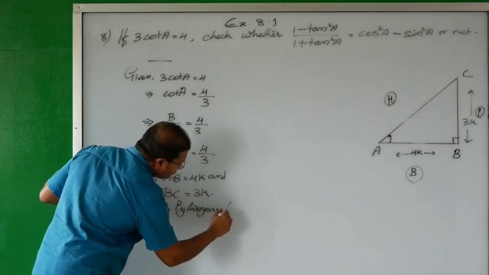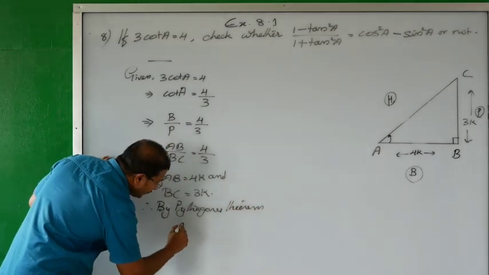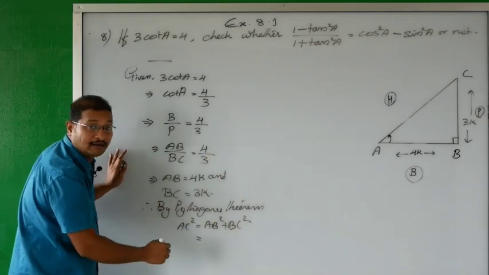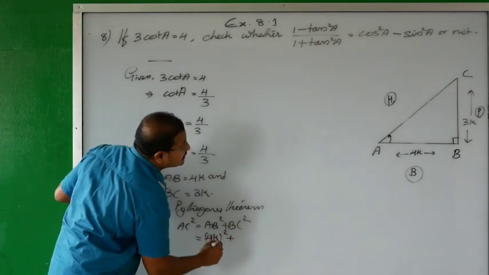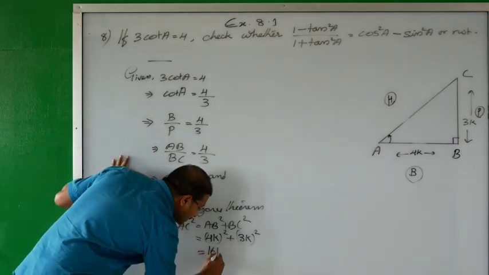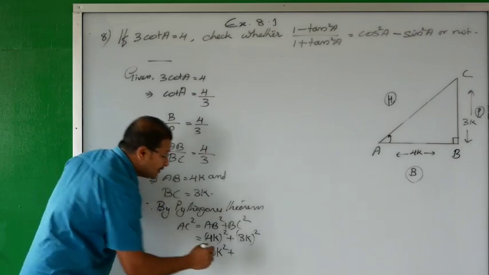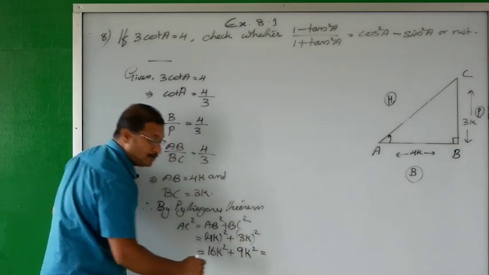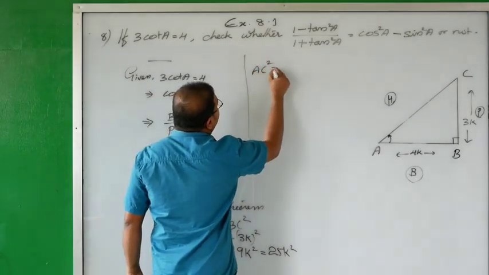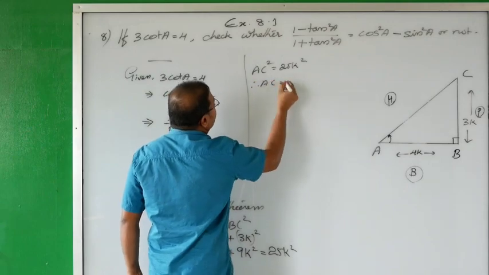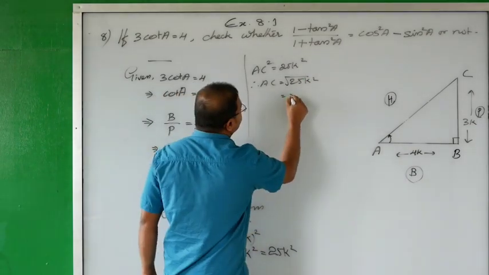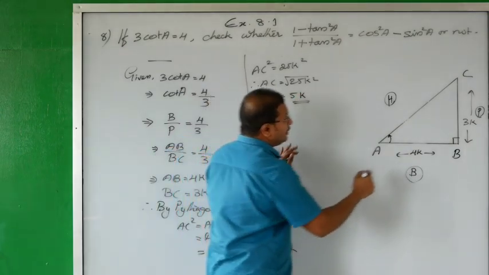Therefore, by Pythagoras theorem, AC square equals AB square plus BC square, equals the value of AB, 4K square, plus BC, 3K, the whole square. Equals square of 4, 4 4s are 16, 16K square, plus square of 3, 3 3s are 9, 9K square. So 16 plus 9, 25K square. That means the value of AC square is 25K square. Therefore, AC equals square root of 25K square, equals square root of 25, 5, square root of K square, K. That means AC equals 5K.